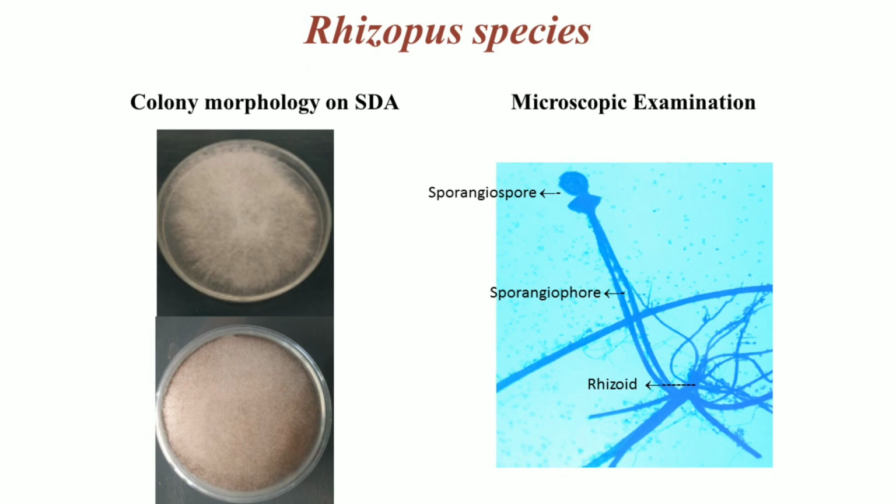Microscopic examination. At the end of sporangiopore, sporangium is present. Within the sporangium, sporangiospores are there. Presence of rhizoid, root-like structure.